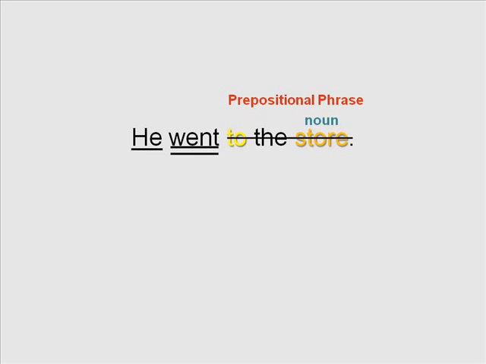Okay, I want to review again the confusion that often comes with the word to, because sometimes it's a preposition and other times it's part of an infinitive. In this sentence, he went to the store. To is a preposition, and the phrase to the store is a prepositional phrase. Store is acting as a noun. It's a place that he went to.